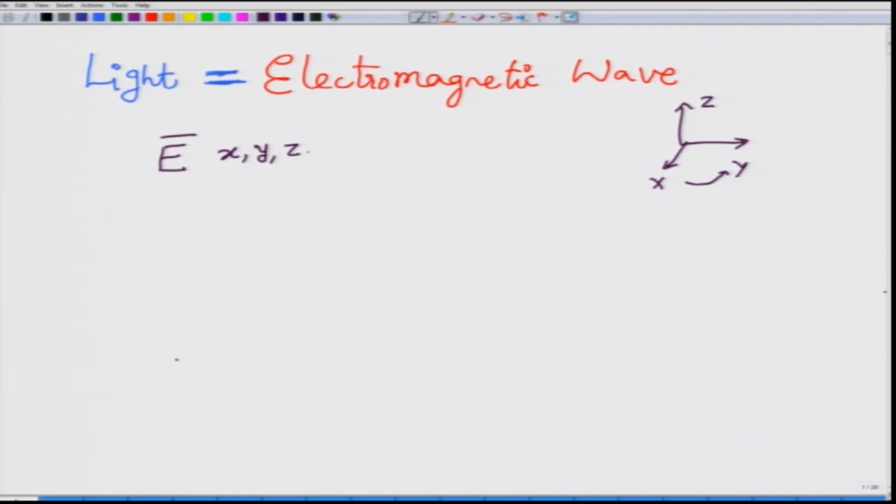So, this electric field intensity, or electric field as we would call it for short, depends not only on space, that is at points x, y, z, it also in general depends on time.